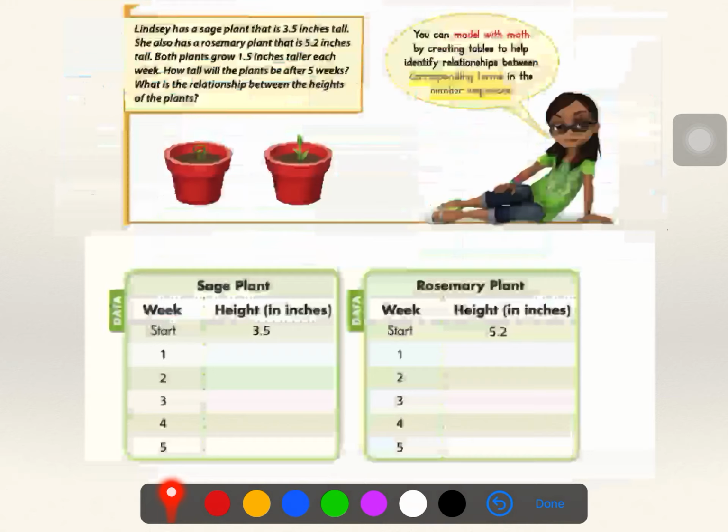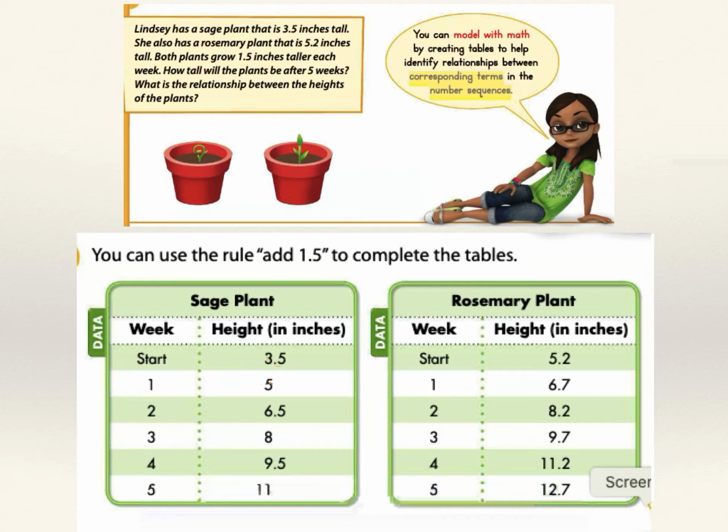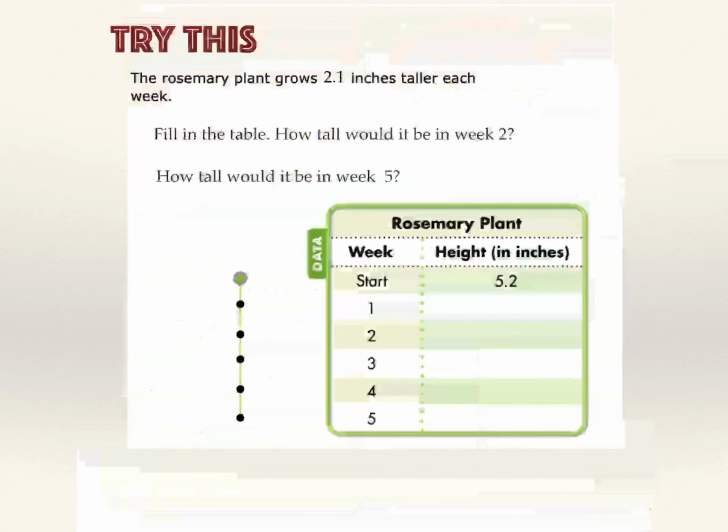11 inches after 5 weeks, and the rosemary plant is 12 and 7/10, I notice that the rosemary plant is always 1 and 7/10 taller than the sage plant, because that's what they started at. That's my pattern. And this corresponding term, week 1, her sage plant is 5 inches. Week 1, the rosemary plant is 6 and 7/10 inches. It always has a difference of 1 and 7/10.